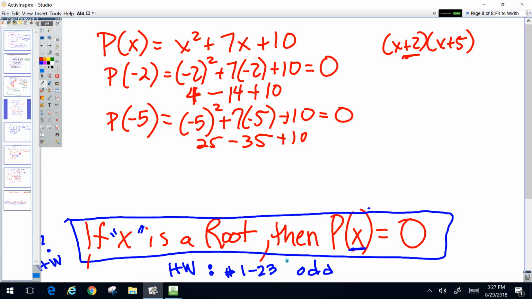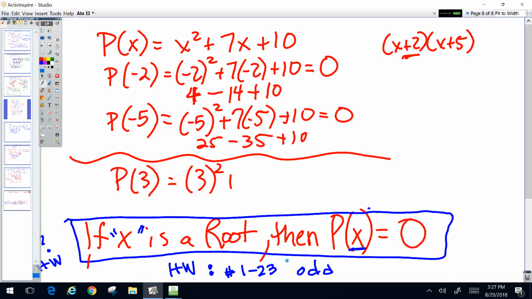Now, is the remainder always 0? No. Let's do p of 3. 3 squared plus 7 times 3 plus 10 is 9 plus 21 plus 10, 40. Did I get out 0? No. So, is 3 a root? No. All right. So, if x is a root, then when you plug in x, you get out 0. So, if you get out 0, it's a root. If you get out anything else, 1, 3, negative 2, anything else, not a root.